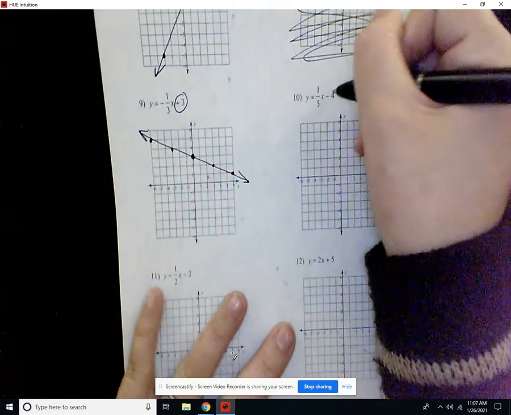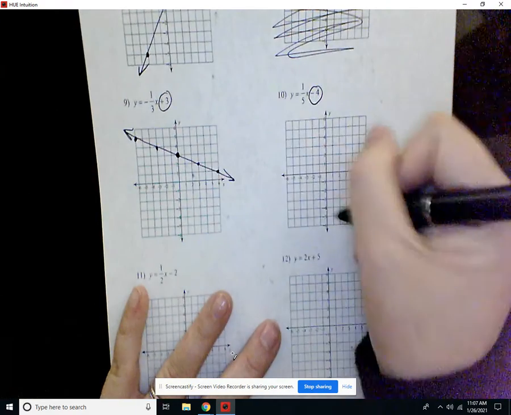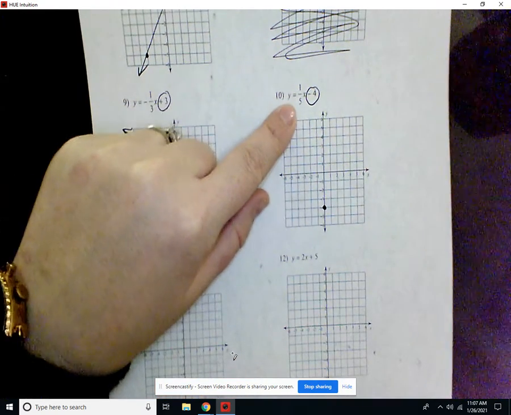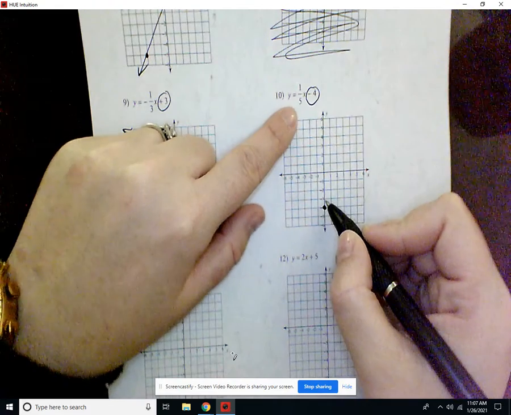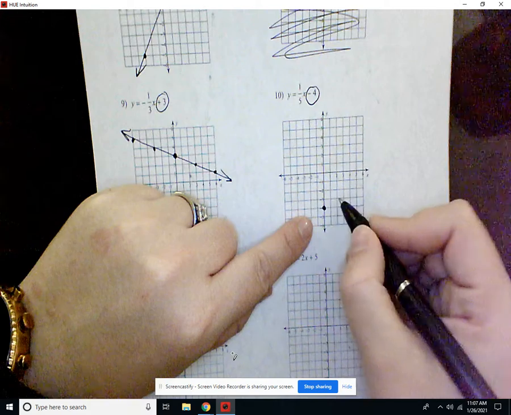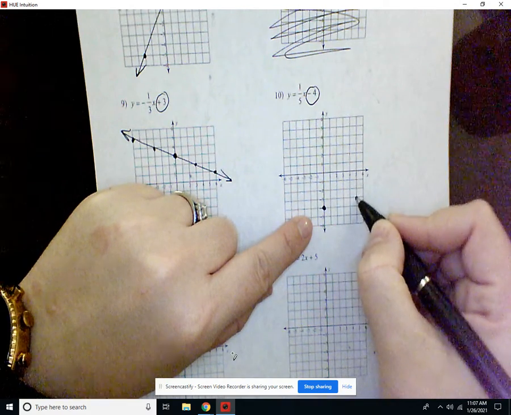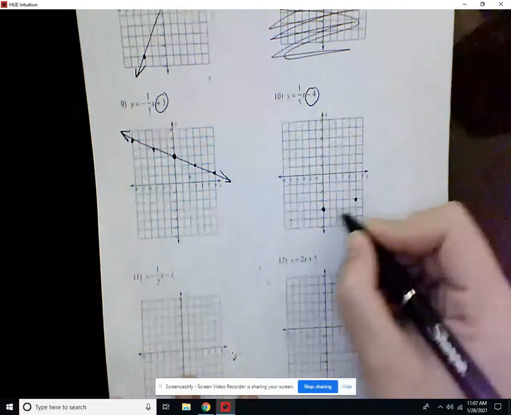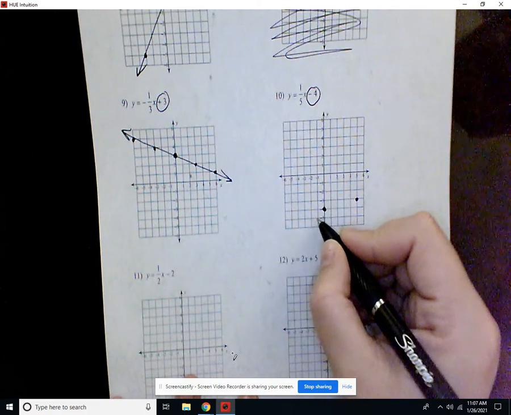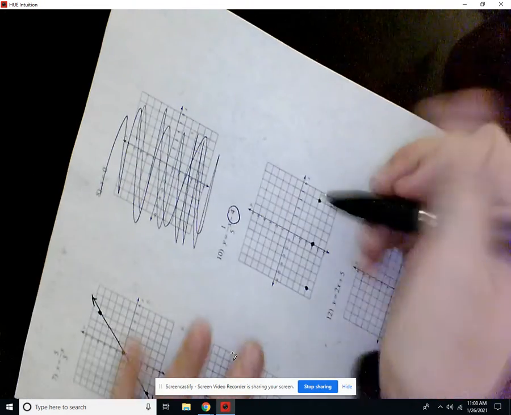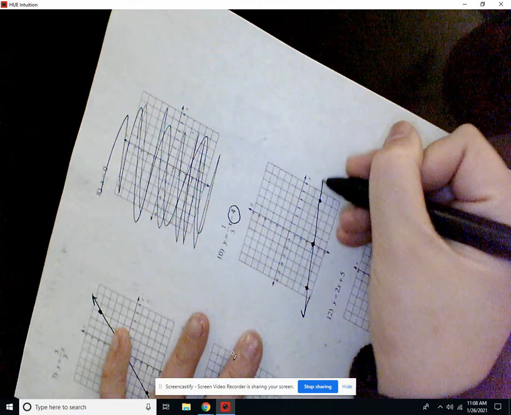Okay, number 10. This time we're going to start at -4. So we go down to -4 on the y-axis. We're going to rise 1, run 5. So up 1, 5, the fraction's positive, so we're going to go to the right. 1, 2, 3, 4, 5, and put a dot. Now we're going to do the opposite, so down 1 to the left 5. Down 1 to the left 5. And then we'll connect our dots and put our arrows on the line.